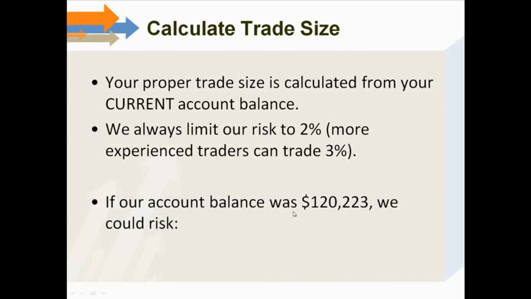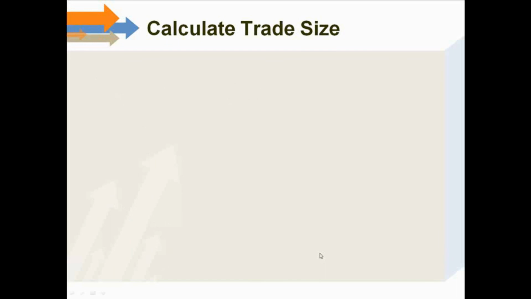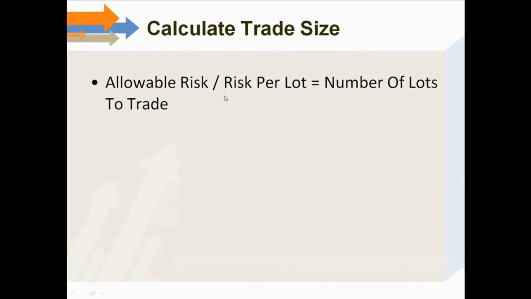If your account balance was currently $120,223, you could then risk 2% of that, so 120,223 times 0.02 or 2% is 2,404.46. So then we can move on and calculate a proper trade size. The allowable risk divided by the risk per lot equals the number of lots to trade.